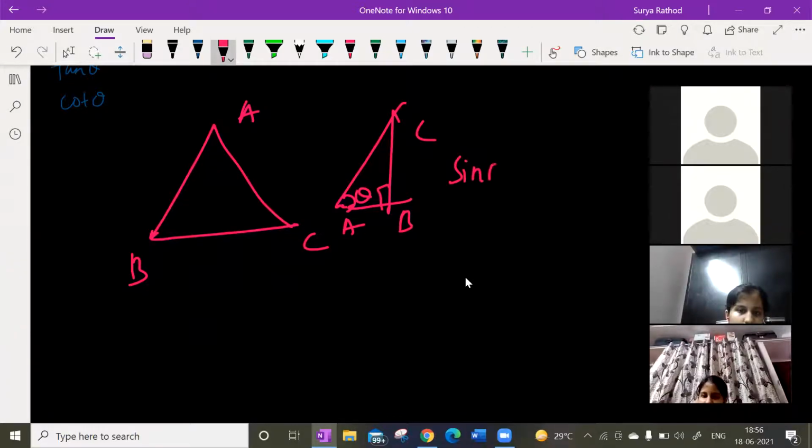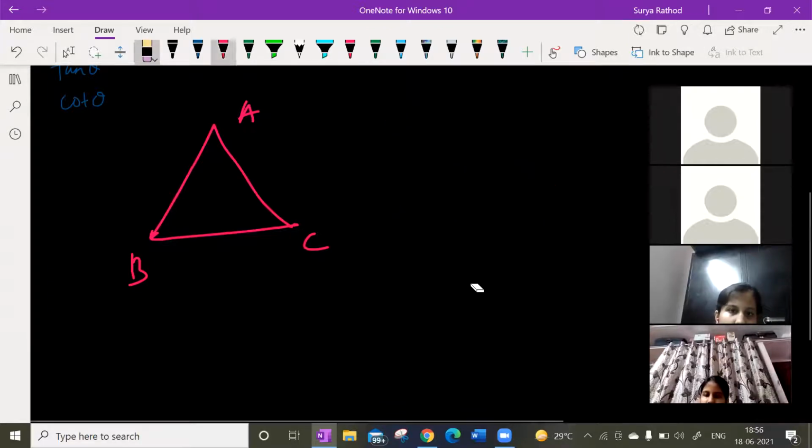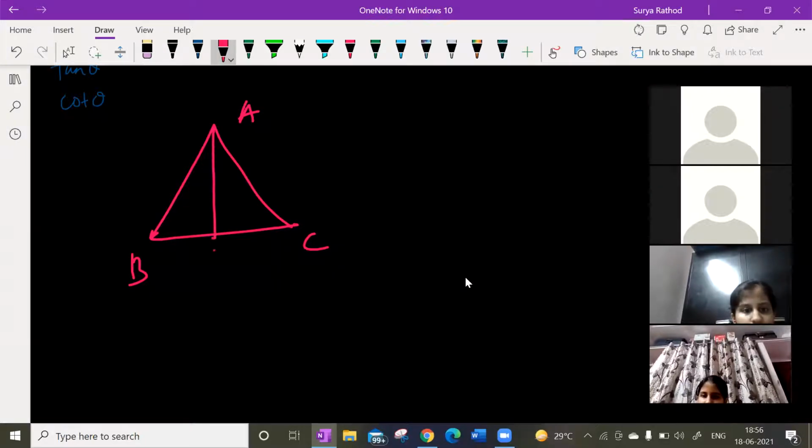So sine theta can be written as what? Opposite by hypotenuse. Opposite BC by hypotenuse AC. From the triangle only we are writing all these functions, so from the triangle only we have to prove this. How can we prove? Look at this. This is my altitude, which is called, let us say, D.